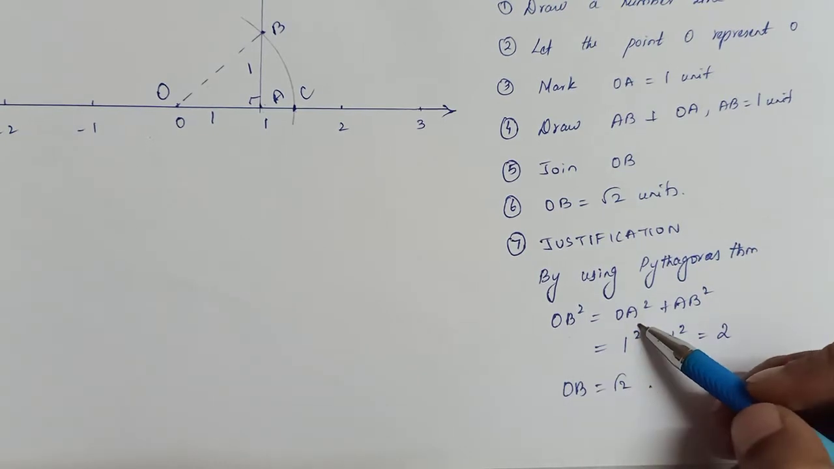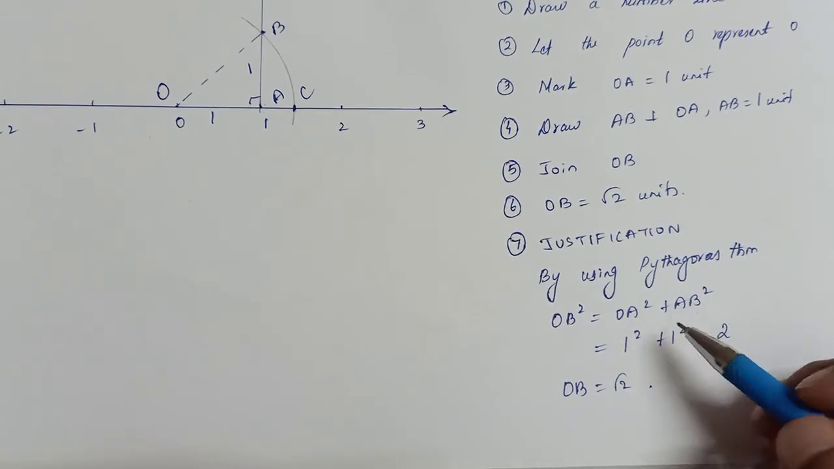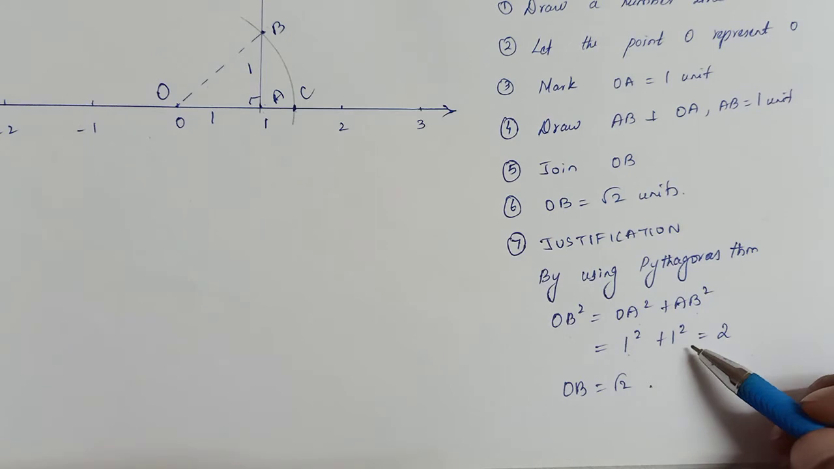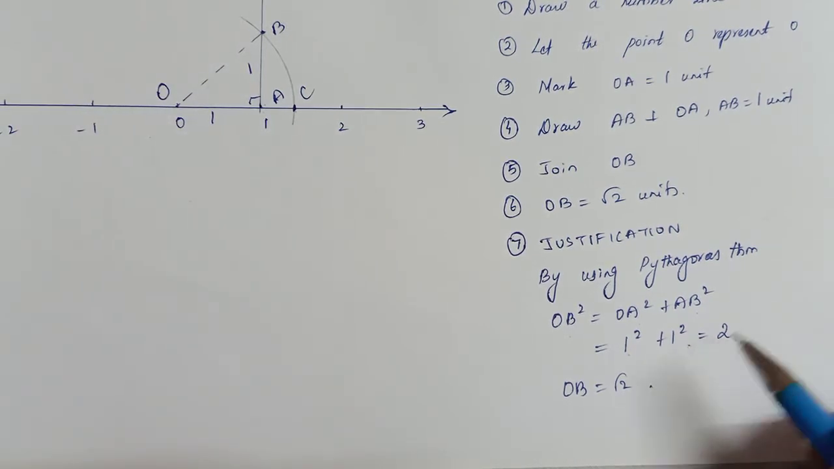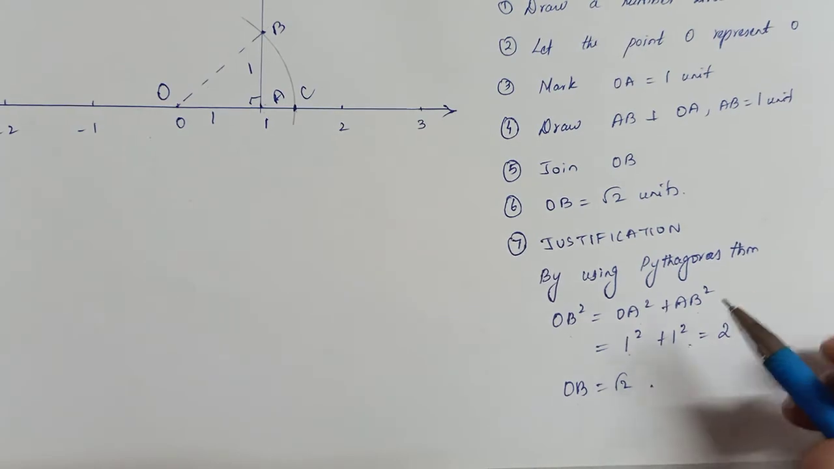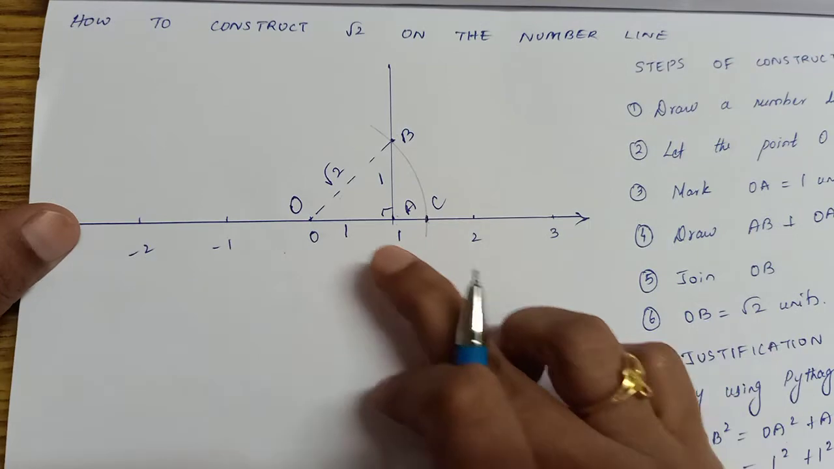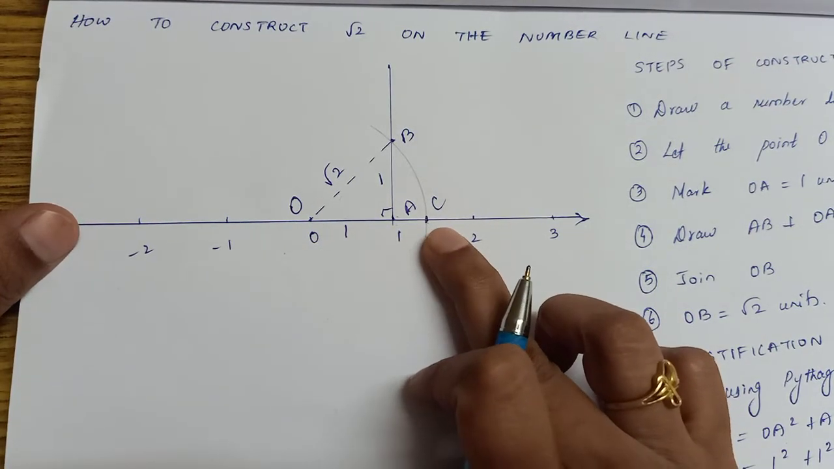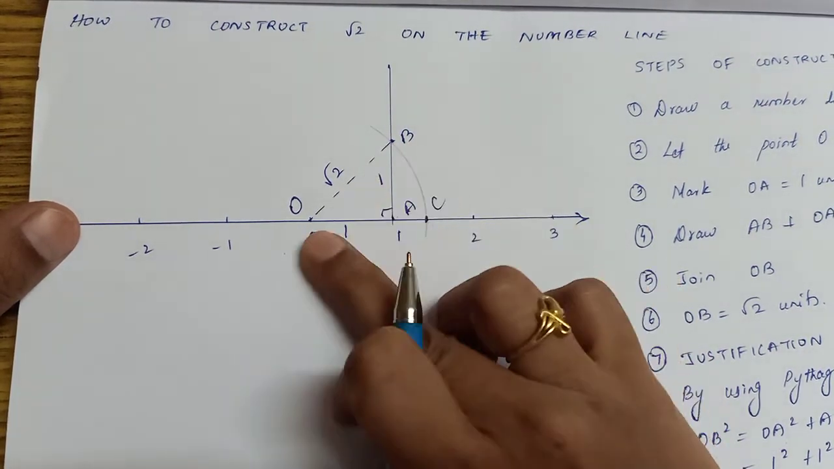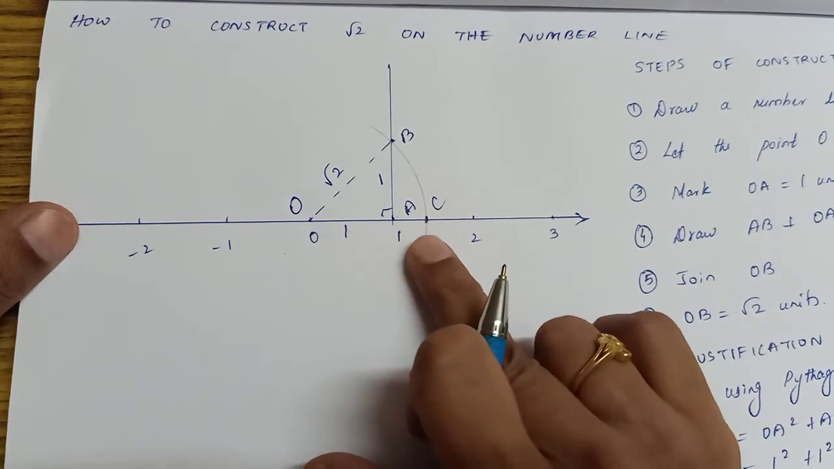Hypotenuse square is equal to base square plus perpendicular square. Base is 1 square plus AB is also 1, so we are writing 1 here. So we get total 2. OB is square root of 2. So this OB here is root 2. So what will we get? OC is also equal to root 2 because we took OB as the radius. We are getting OC is also equal to root 2.